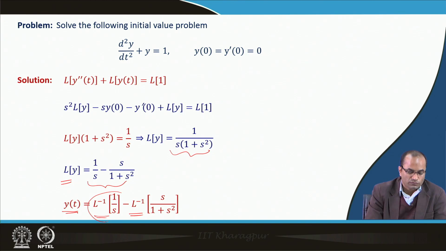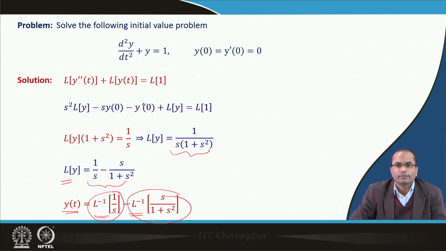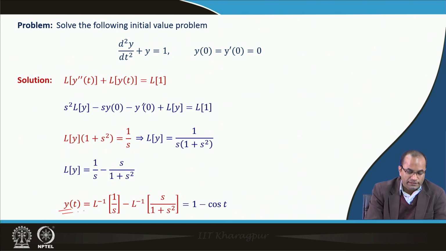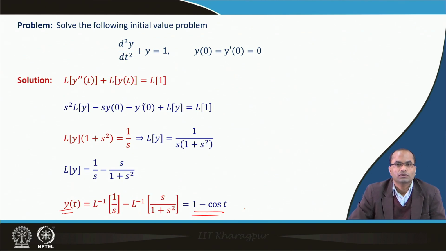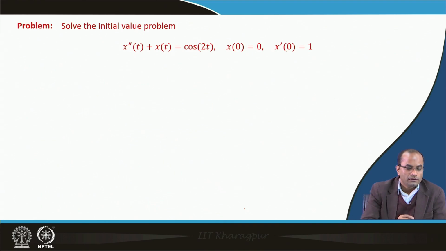So, L inverse of 1 over s we know is 1, and L inverse of s over s square plus 1 is cos t. So, we have the solution y(t) as 1 minus cos t. Here we have another problem, x double derivative with respect to t plus x(t) equals cos 2t.